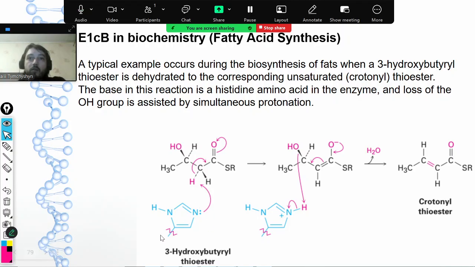So here you have a base, it abstracts a proton, you see the electrons flow, and you get this sort of intermediate. Now this oxygen gets protonated, you get a nice leaving group like water, and the double bond is reformed while the other double bond is created here. So here is the crotonyl thioester, and here's your initial chemical.